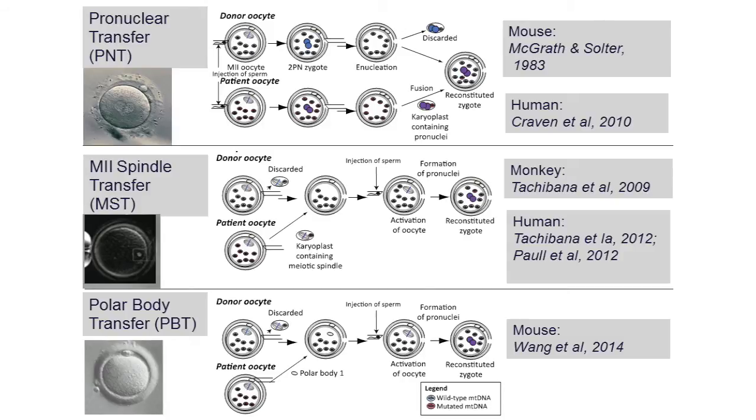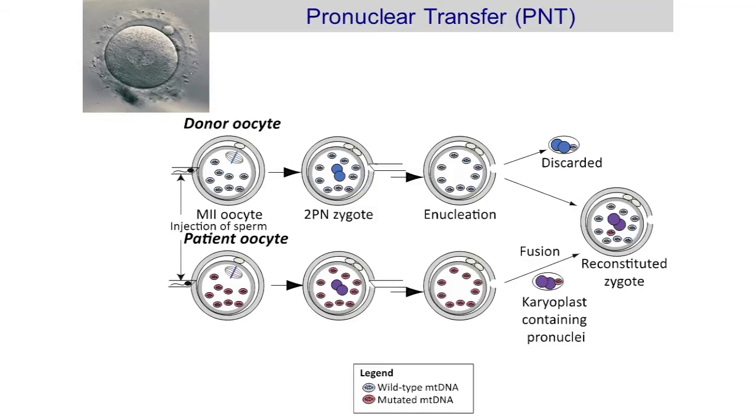So we've got an oocyte donated by one woman, and then we've got a patient oocyte. So we fertilize them both. We get a fertilized egg. Then we take the pronuclei, the nuclear DNA, out of the donor oocyte, remove it. And what we do is we remove the pronuclei from the patient oocyte also, and then fuse it with the enucleated donor oocyte, and in this way we get a reconstituted zygote.